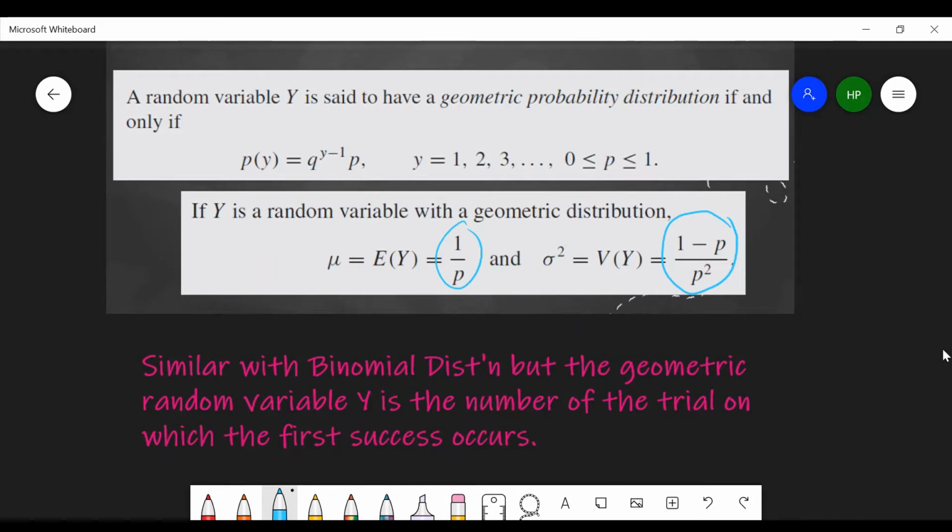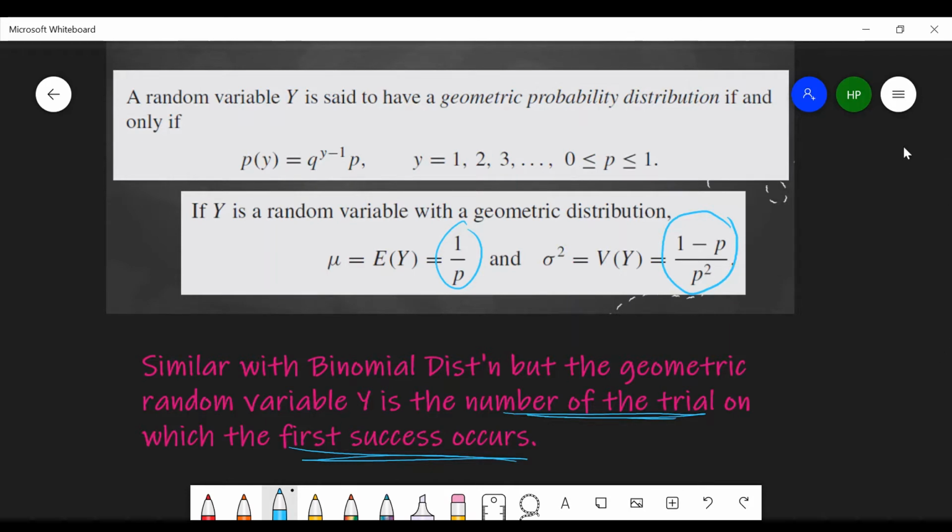Ngayon, this is similar to binomial distribution. However, geometric random variable Y is the number of the trial on which the first success occurs. The number of trial on which the first success occurs. Ilang beses mong gagawin bago makuha yung success. Okay? So, parang ilang beses kang tataya bago mo mapanalunan yung loto. Parang ganun. So, yun yung isosolve natin.